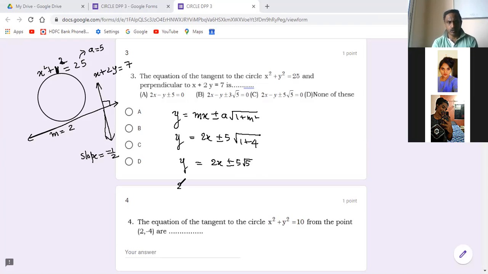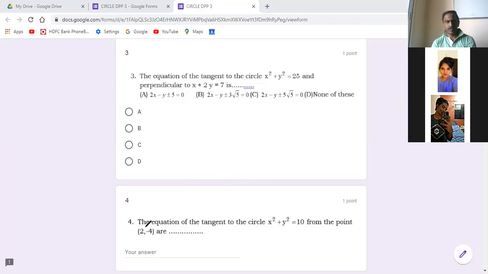So you will get 2x minus y plus or minus 5 root 5 equal to 0. So which option you have? I think option C. Is it fine, everybody? Yes, sir. Okay, can I move on to the next one?